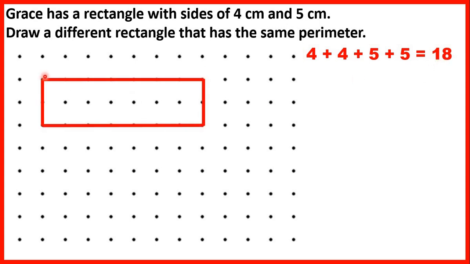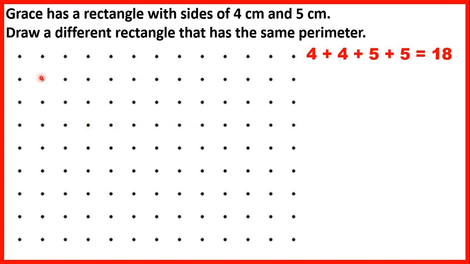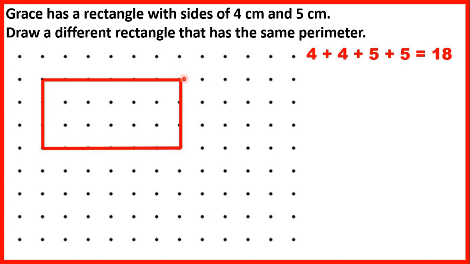So we could have a rectangle with sides of 7 centimetres and 2 centimetres because 7 plus 2 plus 7 plus 2 is 18 as well, so has the same perimeter. Or we could draw a rectangle with sides of 6 centimetres and 3 centimetres because 6 plus 3 plus 6 plus 3 is 18, so that's a perimeter of 18 centimetres.